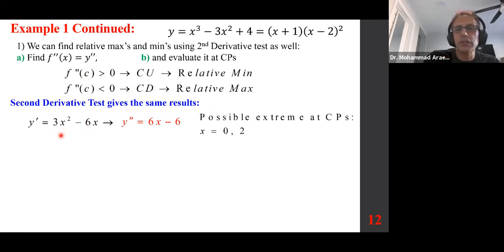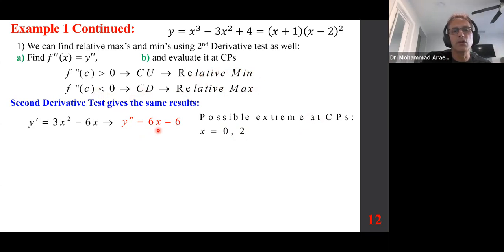You are going to plug in the possible extreme values, your critical points that were found in the previous step, and evaluate the y double prime at those points to see if it's positive or negative. That's all. If it's positive, that means concave up, relative minimum occurs there. If it's negative, that means concave down, relative max occurs. That's really the meaning of it.